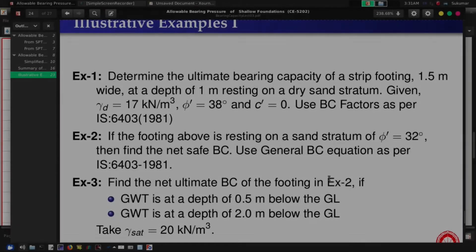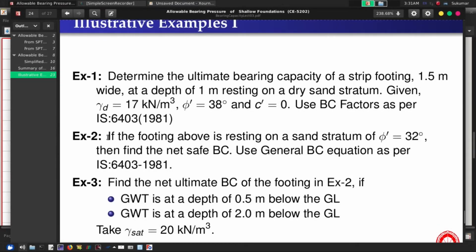Okay, coming to the next problem. This is the problem. The same footing we are considering here. It is a strip footing of 1.5 meter width. The depth of foundation is 1 meter. And now the phi value is changed from 38 degree to 32 degree. And we are asked to find out the net safe bearing capacity using the general bearing capacity equation as per our IS code. Alright.